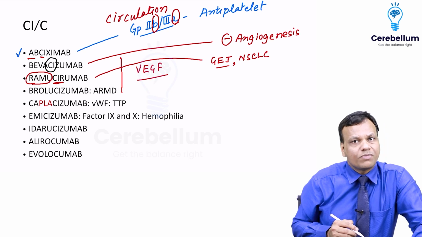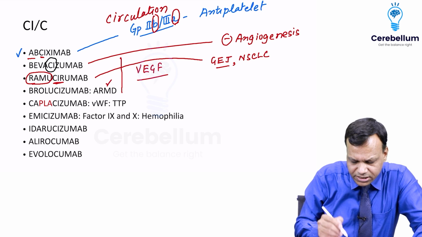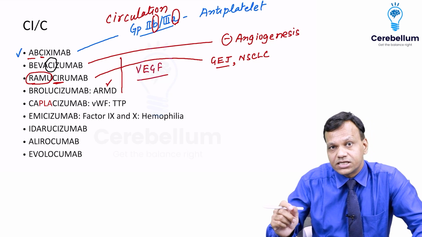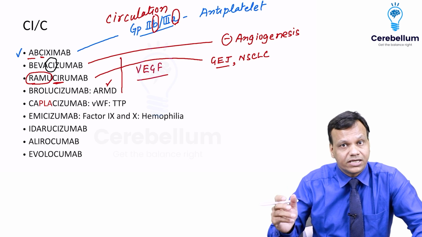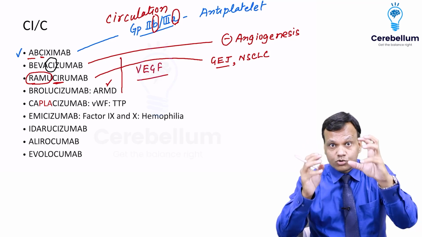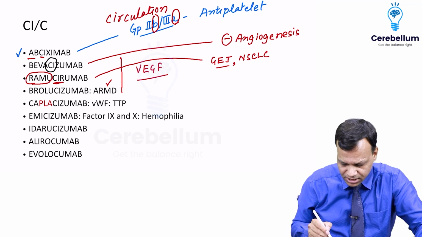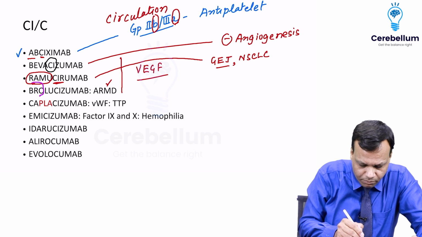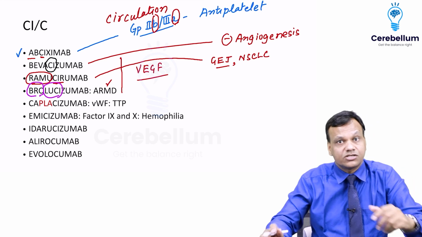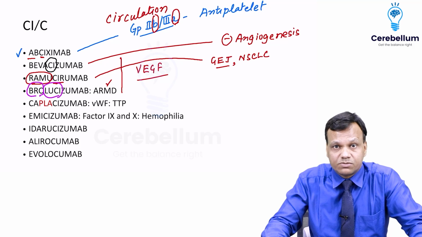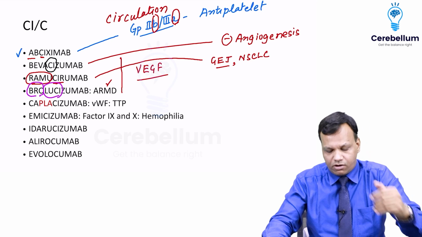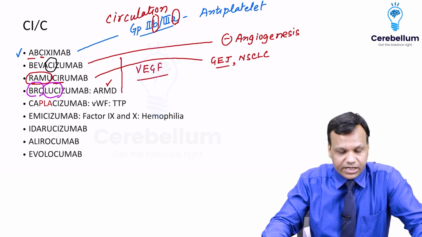Then brolucizumab, it is indicated in age-related macular degeneration. So person will not be able to see clearly. Macular degeneration is there. So you can remember, if you say bro, see the Lucy, the person is not able to see the Lucy. So it is brolucizumab. It is for age-related macular degeneration.